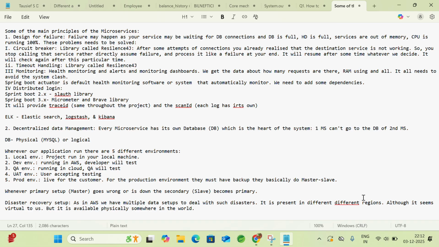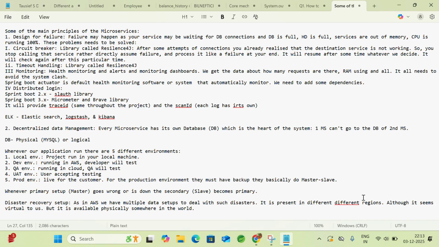So these are the main two principles of microservices that we need to consider while working on microservices. The first one, as we have discussed, is design for failure, and the second one is decentralized data management. Like we are not managing the data at only a single center point, but we have decentralized it. We have different databases for the different services, and they are all present at different regions in the world.